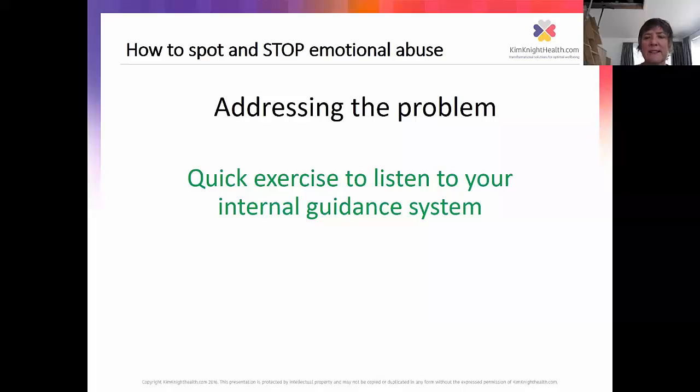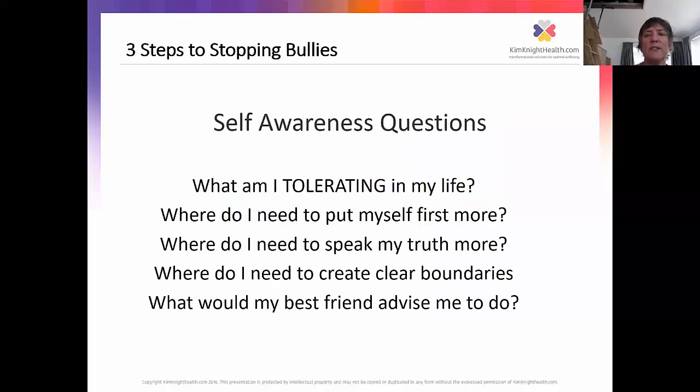So that's just a little exercise just to tune in very quickly to these three brains so that you can start listening to yourself and trusting yourself more. Now, there are also some self-awareness questions you can ask yourself if you think you may be being verbally or emotionally or in any other way abused. Ask yourself, what am I tolerating in my life? What am I putting up with? But I keep rationalizing away. I keep putting up with it. And literally write a list.